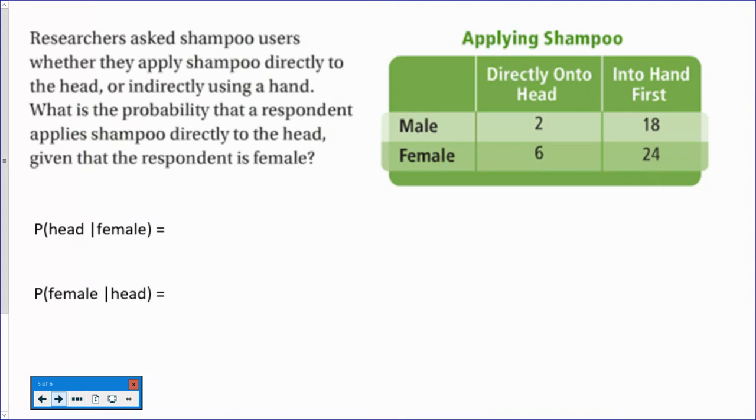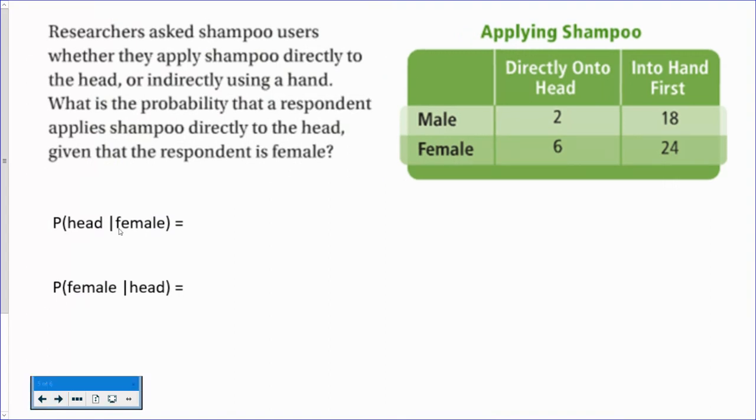Okay, so for our next example, another little table here. Researchers asked shampoo users whether they apply shampoo directly to the head or indirectly using a hand. What is the probability that a respondent applies shampoo directly to the head, given that the respondent is female? So the question that they ask, I wrote in this form: probability that they plop shampoo onto their head, given that they are a female. We can take a look at that in the table.